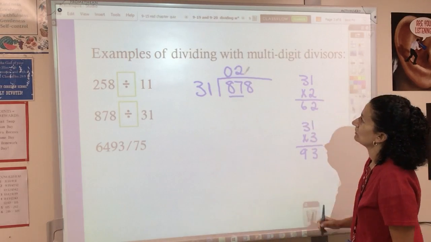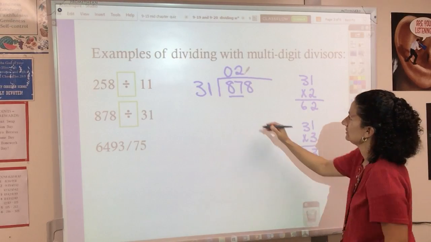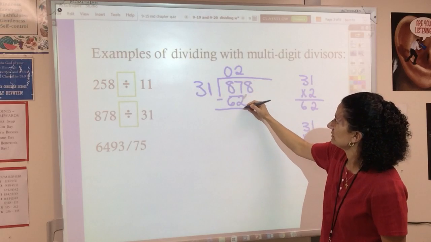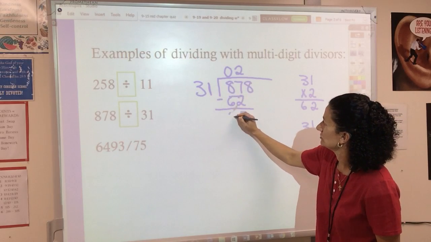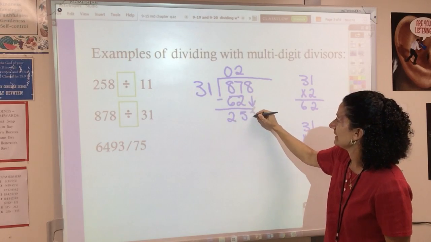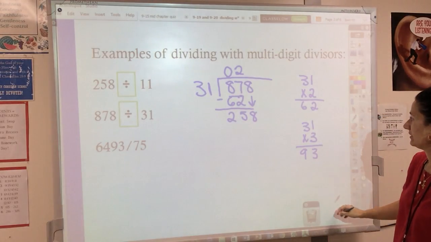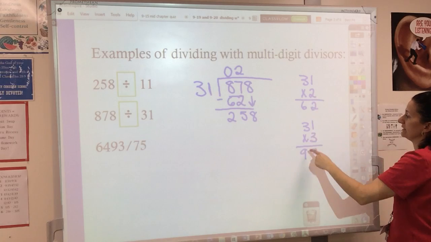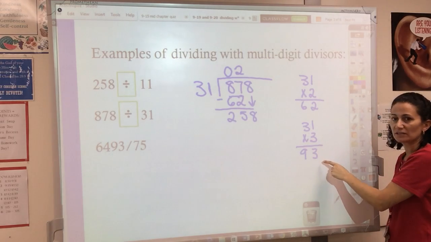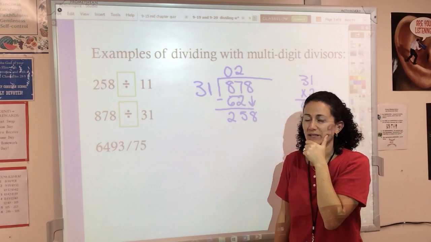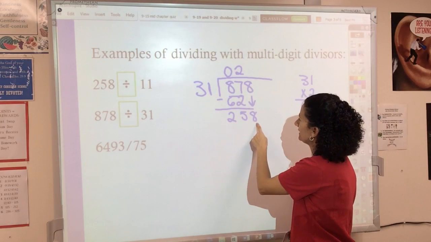Let's see what's left over. 2 times 31 was 62. I'm going to subtract. 7 minus 2 is 5. 8 minus 6 is 2. Bring down the 8. And now I have a really big problem. I've got a bigger number here. I know what 31 times 2 is. 31 times 3 is not a big deal. How am I going to figure out how many times 31 goes into 258?